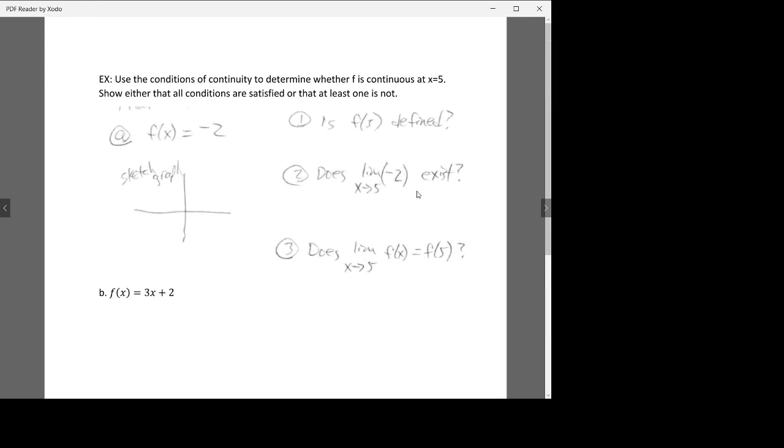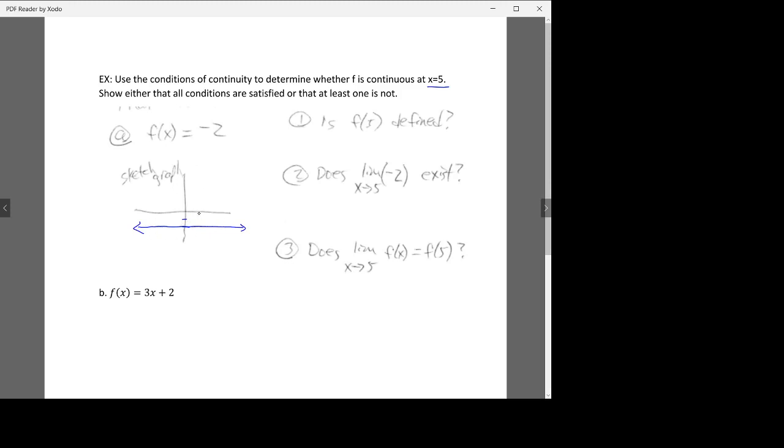And let's try some conditions of continuity to see if f is continuous at 5 for some different functions. So f of x equals minus 2. Let's sketch the graph of that. Y is minus 2, so it's this guy. You can see, is that a function? Yes, it passes the vertical line test. Is it continuous? Yes, I can draw it without lifting up the pen.